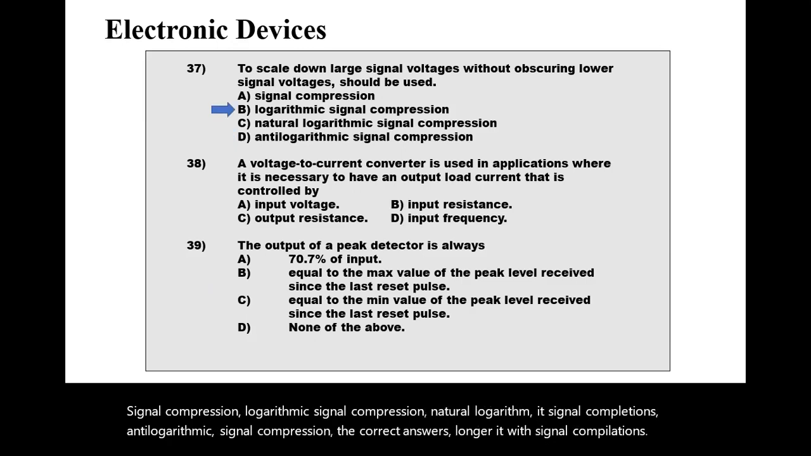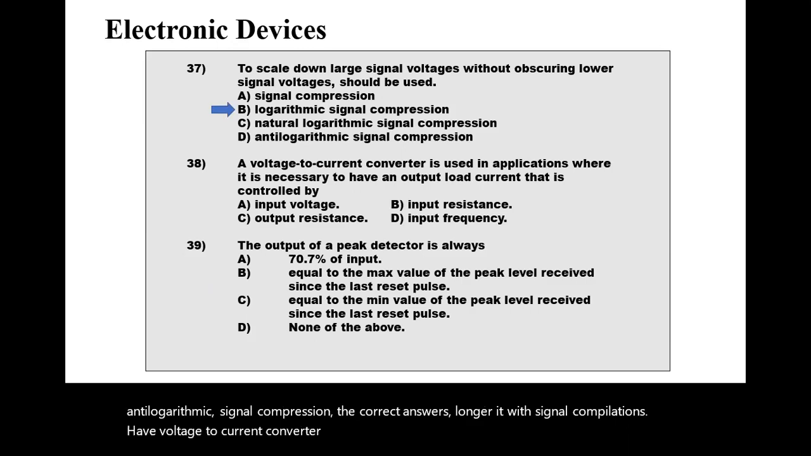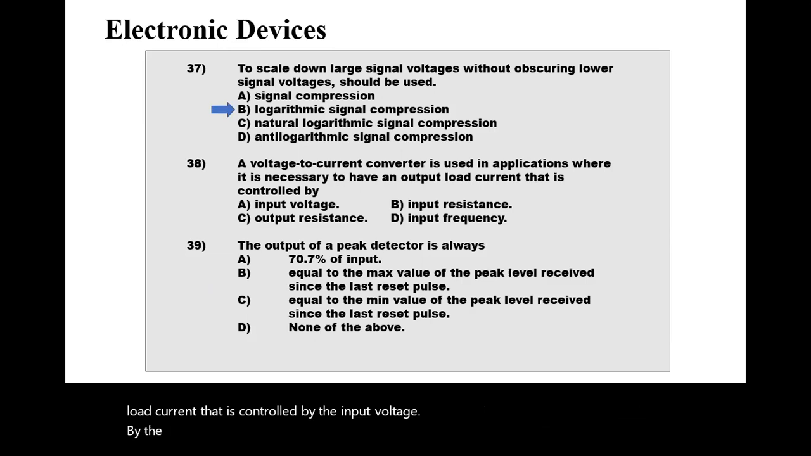A voltage to current converter is used in applications where it's necessary to have an output load current that is controlled by the input voltage, the input resistance, the output resistance, or the input frequency. The correct answer is the input voltage.